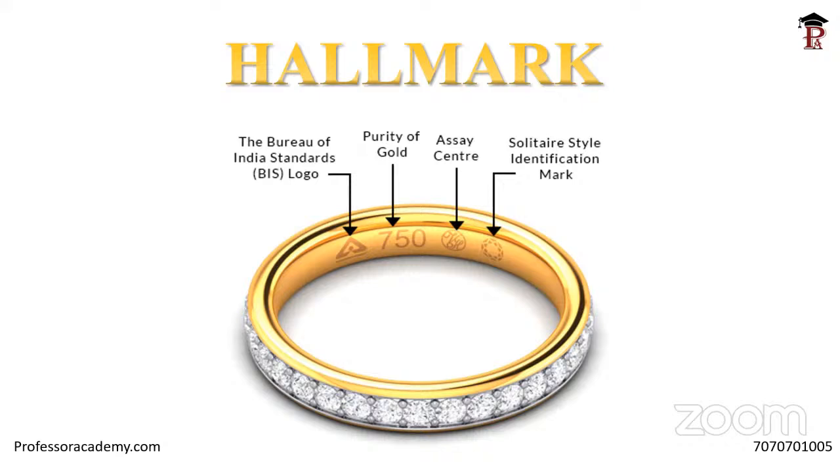And the other two things, which I'm not very sure about, are marks which we call in the hallmark: the assay center and the jeweller's identification mark. These are the two marks. I am aware of BIS. In my jewelry also I have seen BIS and the purity of gold. The other two I have not seen. So from personal experience only, I can quote a better example.